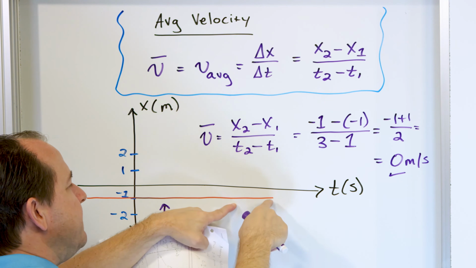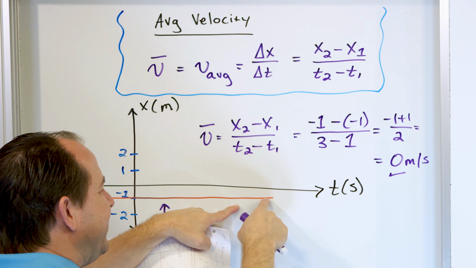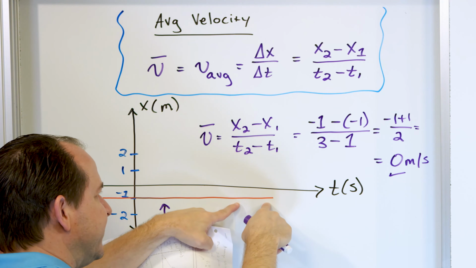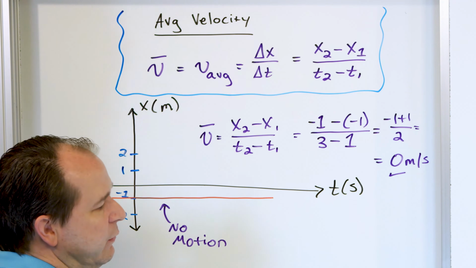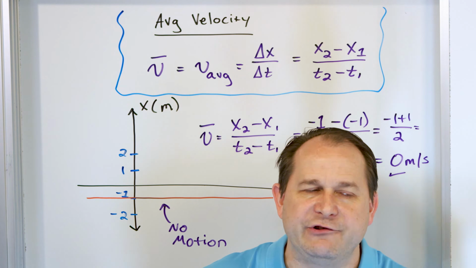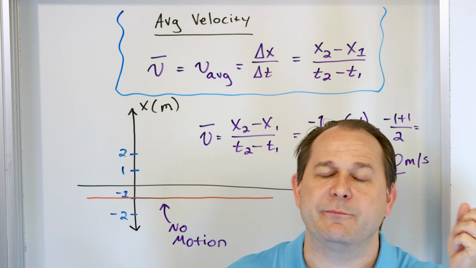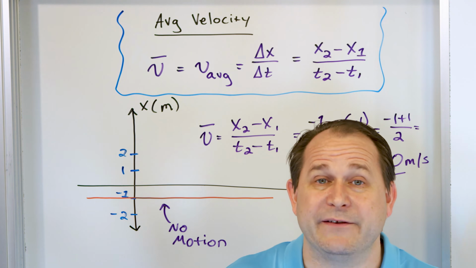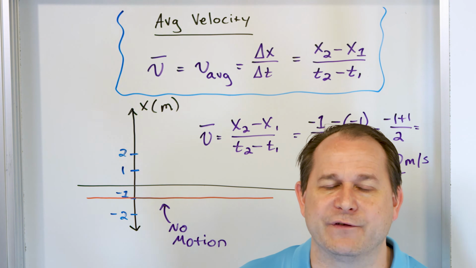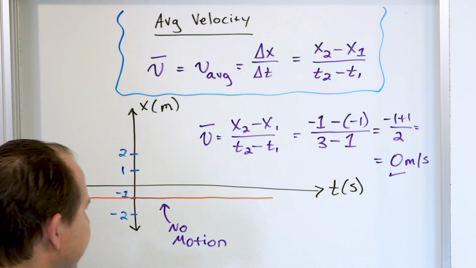The bottom might be different points in time, maybe 7 seconds minus 5 seconds, let's say, but the numerator is still going to be 0. So when the position doesn't change, no matter what 2 points in time you pick, you're always going to get a change in position of 0, a displacement of 0. So the average velocity is 0. All right, so there's no movement here.